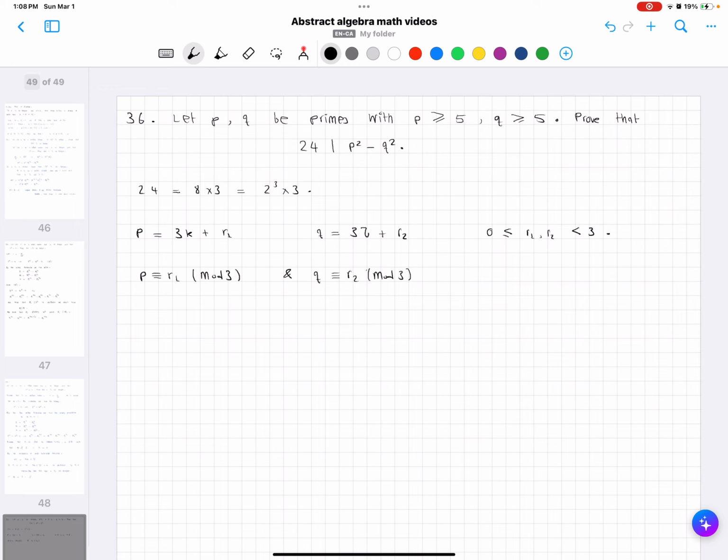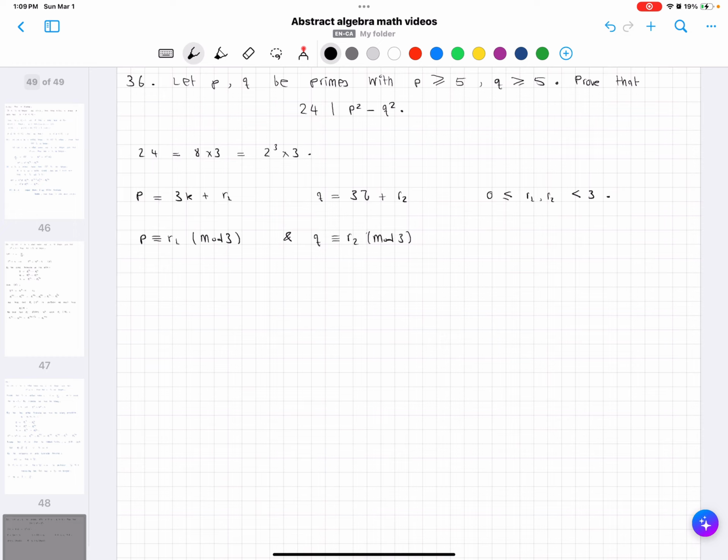We cannot have any of the Ri's being 0 because we know that P and Q are primes bigger than or equal to 5. So we must have that R1 and R2 are both not equal to 0. That gives the rest of the possibilities that are left: we can have 1, we can have 2.